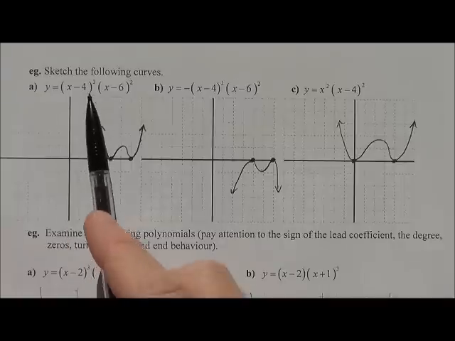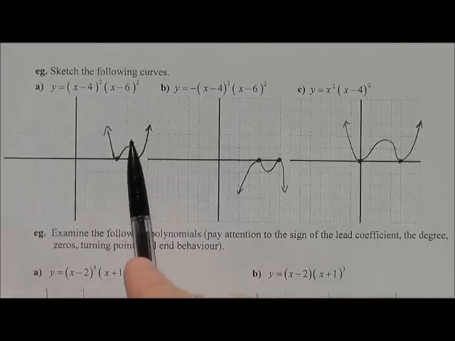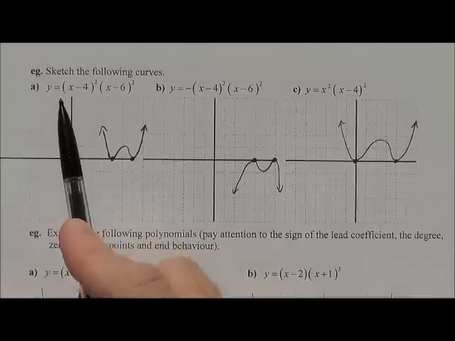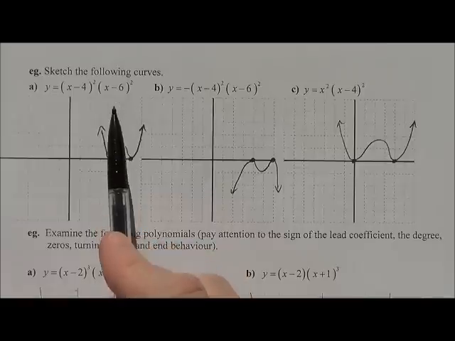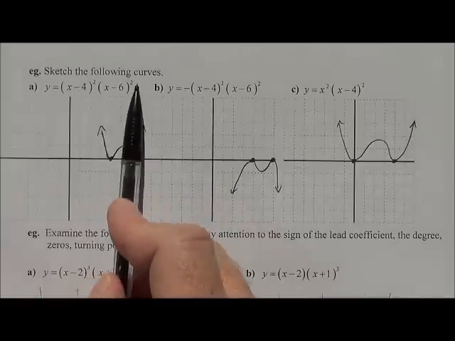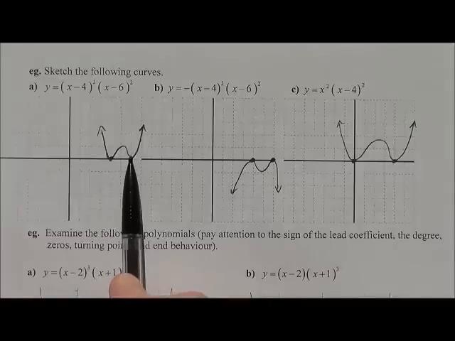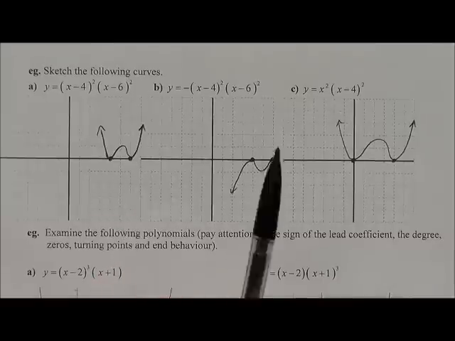Okay, so we've got degree 4, so it's a W shape opening up because its lead coefficient is positive. Zeros at x equals 4 and x equals 6. They're quadratic roots because they're both of power 2. So they're both double roots, which gives us actually 4 roots, 2 distinct zeros with degree 4 and 3 turning points.